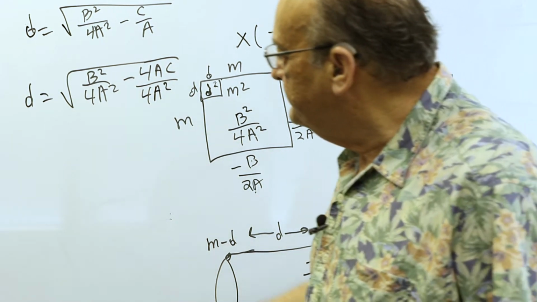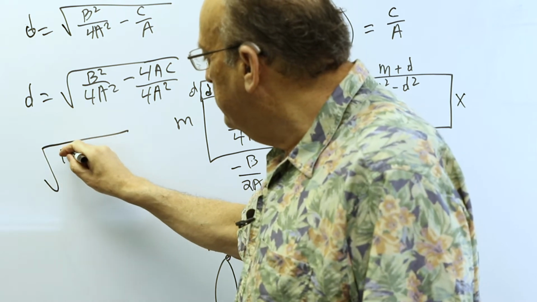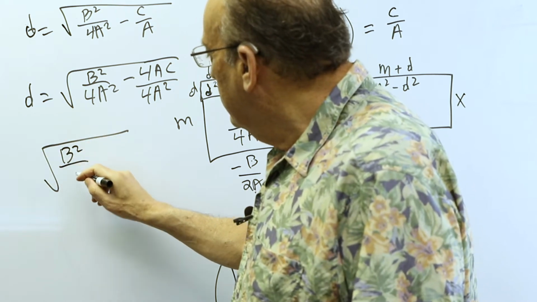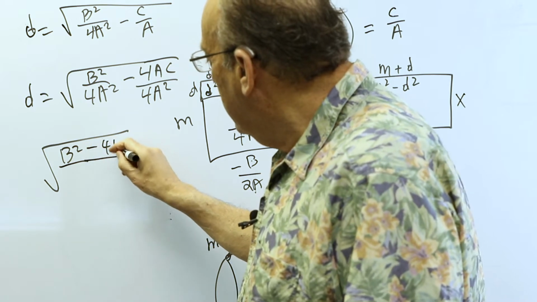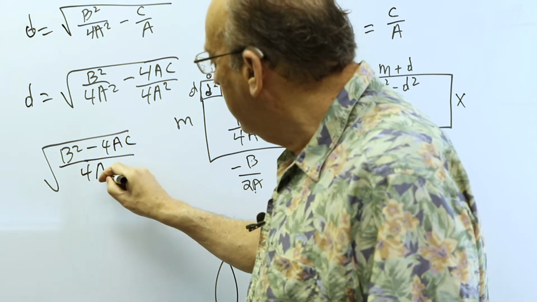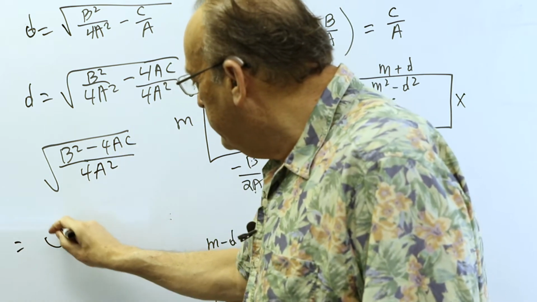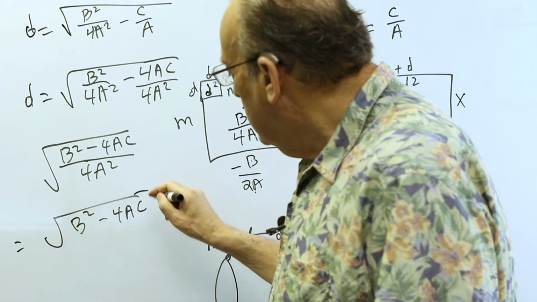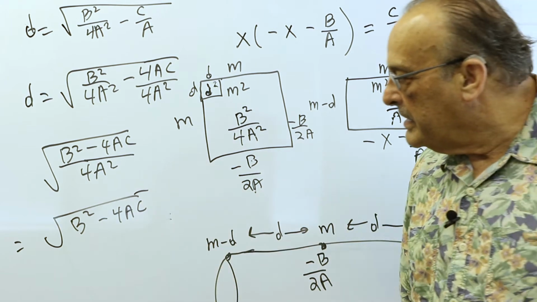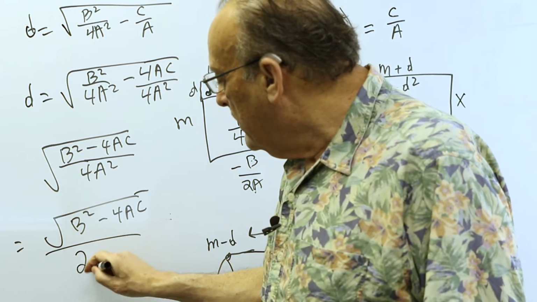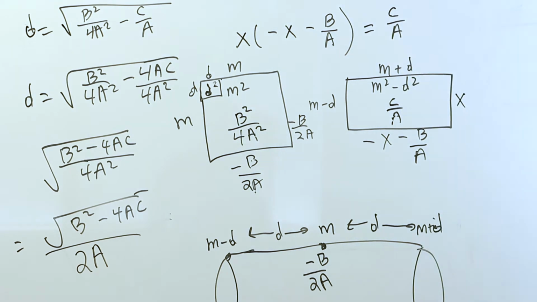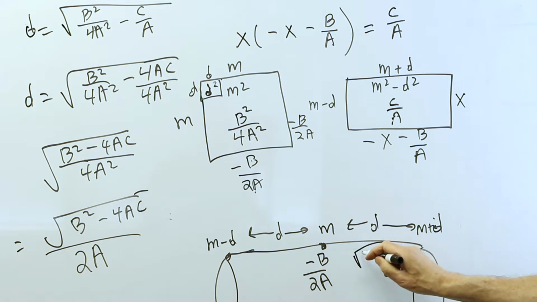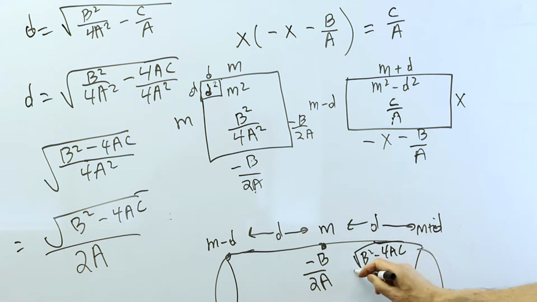So that's equal to the square root of b squared minus 4ac over 4a squared. And that's equal to the square root of b squared minus 4ac, and the square root of this I can do in my head. That's equal to 2a. So I now know d: square root of b squared minus 4ac all over 2a.